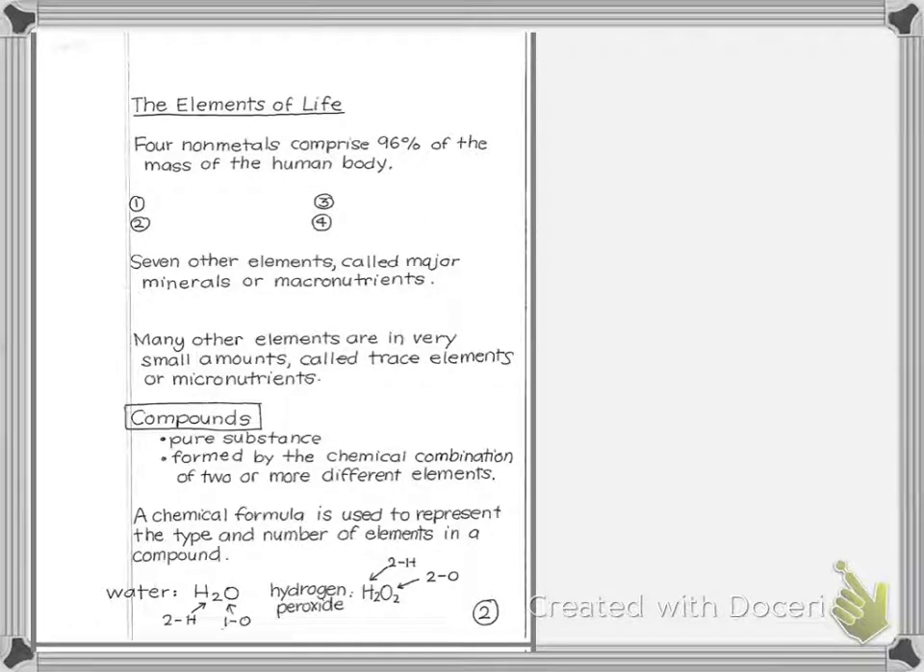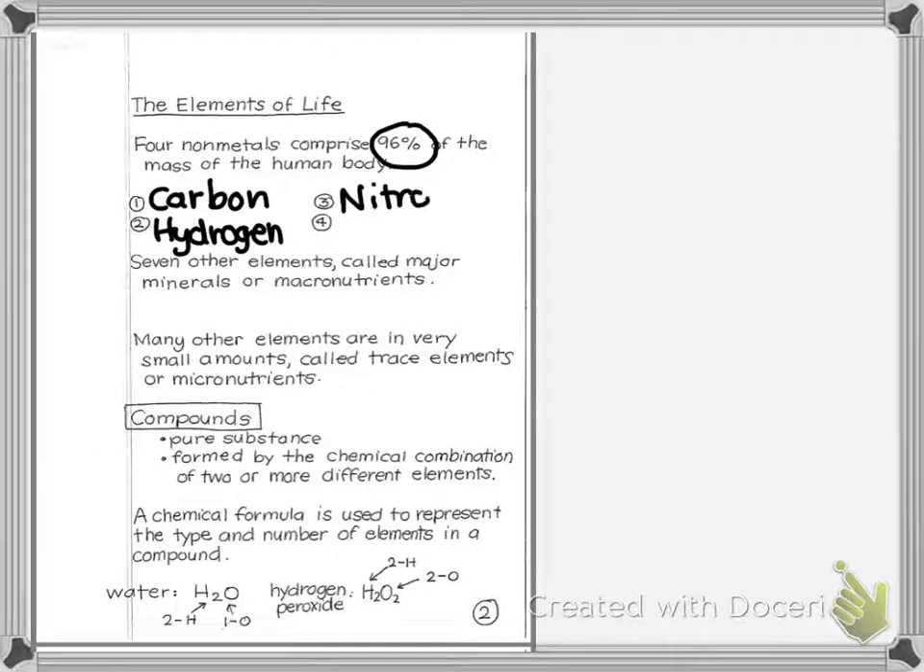Now, elements are very important all around in nature. So one of the things that we like to think about are the elements of life. On the exam, I like you to always know the four nonmetals that make up almost 96% of the body. You could make your anatomy and physiology teacher very happy, but they are carbon, hydrogen, nitrogen, and oxygen. So those four elements make up 96% of our human body, and I do like you to know those.